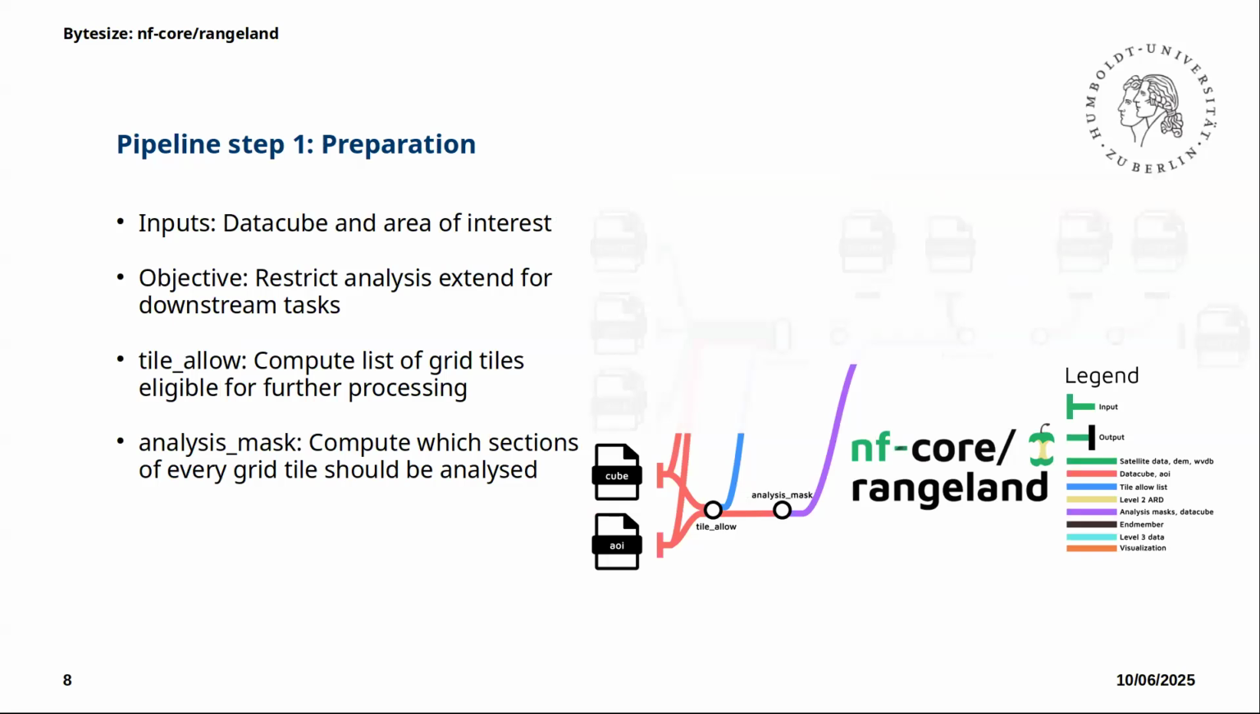Right, so let's start with the first step in the pipeline, which is the preparation. Here we just read this data cube definition and an area of interest. And the primary target here is just to restrict the downstream analysis task. We want to both restrict which tiles in this data cube grid structure are allowed to be processed, and we also want to identify which areas within these tiles should be processed. So this is done by the tile allow list task and also the analysis mask task.